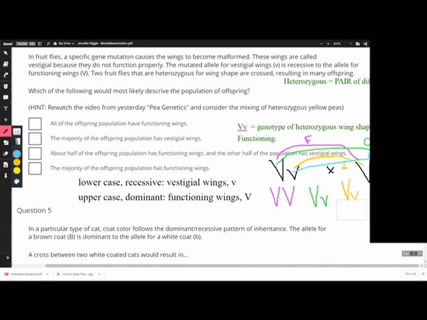So when I FOIL all these letters out together because they're being multiplied, I come up with capital V, capital V, capital V, lower v, capital V, lower v, and then a pair of lowercase v's.